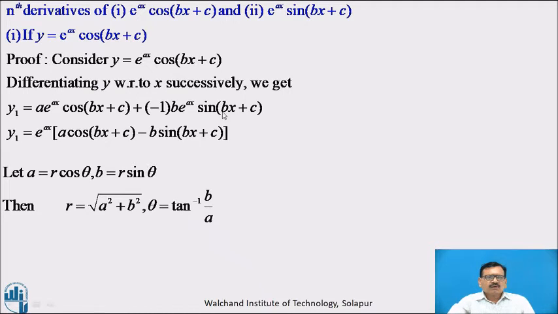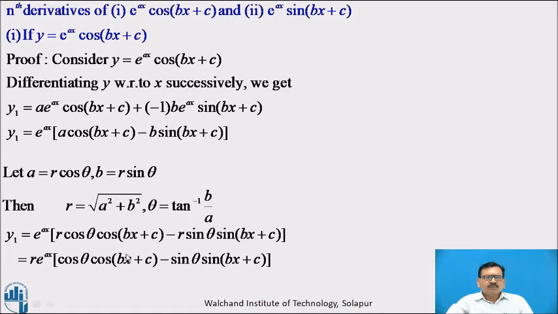Now, for simplification, let a equal r cos theta and b equal r sin theta. We have to substitute in the above expression a equal to r cos theta and b equal to r sin theta. Then squaring and adding and simplifying, we get r equal to the square root of a square plus b square. Similarly, dividing b equal to r sin theta by a equal to r cos theta, we get tan theta equal to b by a, therefore theta equal to tan inverse of b by a.